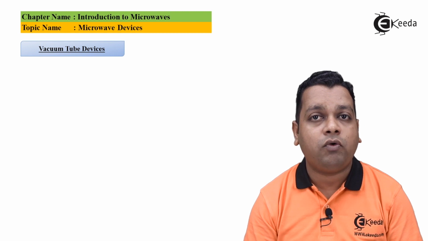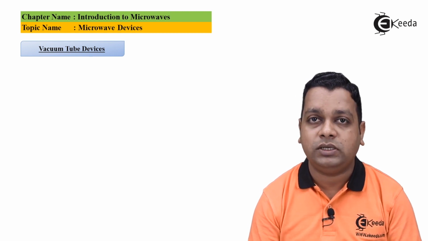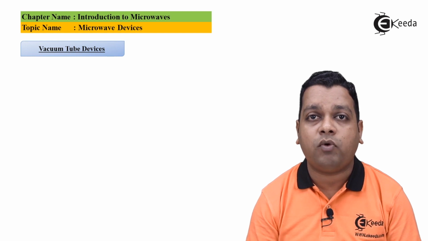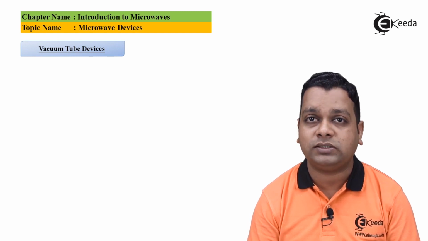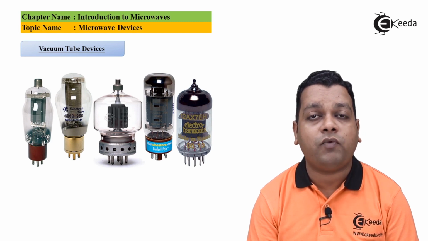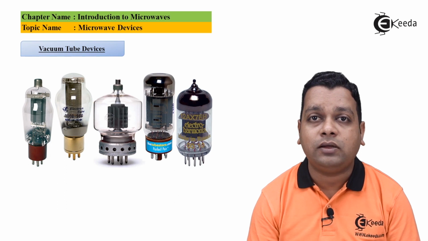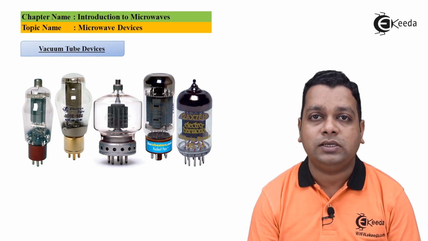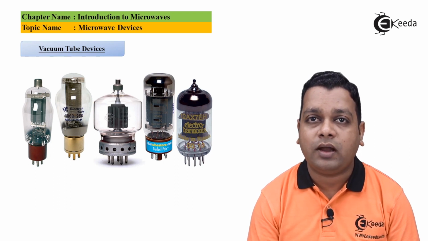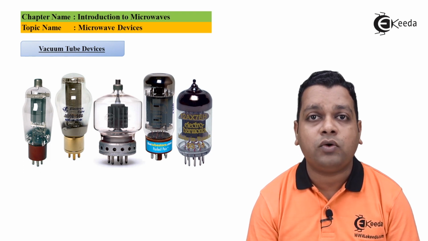But still, for microwave engineering, the vacuum tube platform is beneficial. So let us have a recap of what exactly vacuum tube devices are. In the accompanying diagram you can see the various types of vacuum tube devices. Inside the glass case there is a vacuum and the terminals are there. Generally we have the anode and cathode.